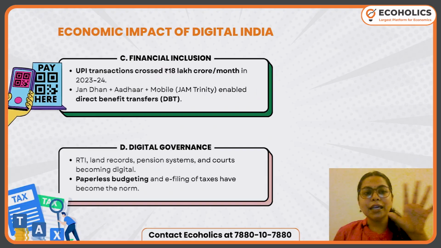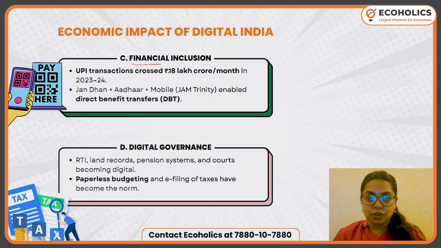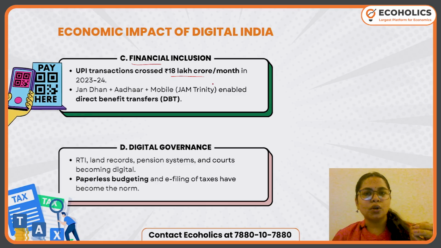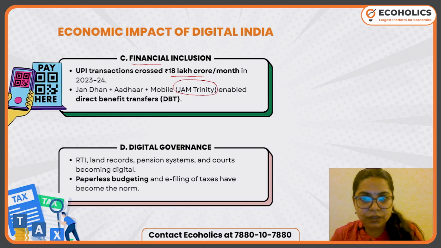Now, this is the economic impact in terms of two particular dimensions. If we talk about the impact on society as well, it is also further facilitating financial inclusion. UPI transactions in the year 2023-24 have already crossed rupees 18 lakh crore per month. Jan Dhan accounts, Aadhaar, and mobile connectivity, which is also known as the JAM Trinity, have enabled direct benefit transfers to the beneficiaries of different schemes, be it PM Kisan, be it PMGDISHA, etc.